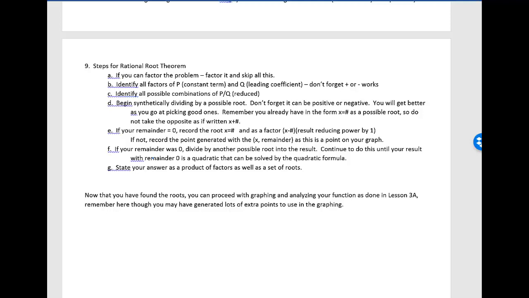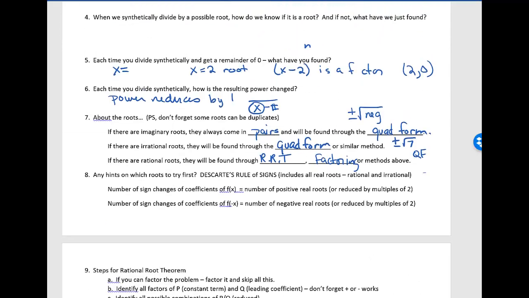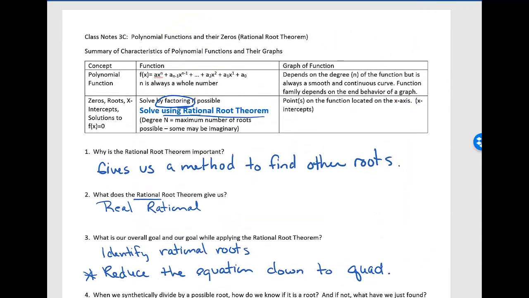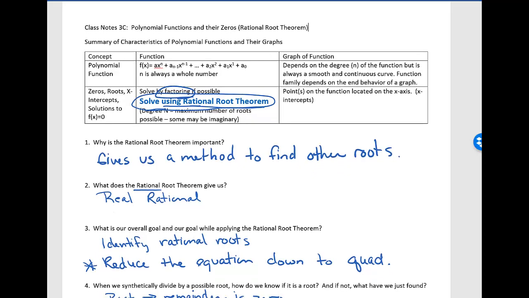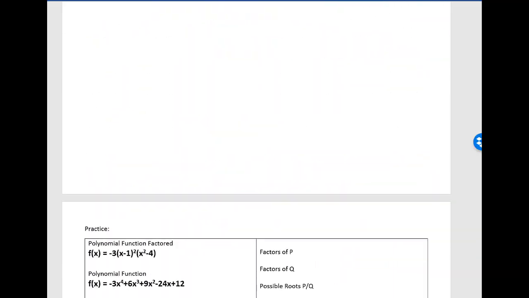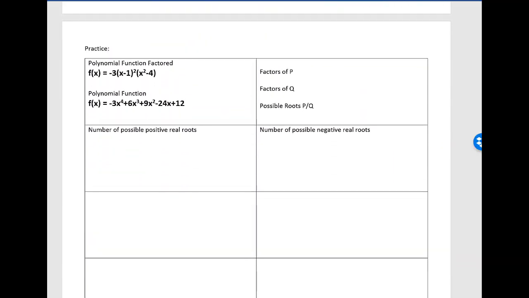Once we find the roots, and so all we're doing, if you think back to your document 3A, this is a snapshot of 3A. All we're doing on 3A is this right here. And once you find your roots, you can then go back to that whole table in 3A and identify every part of the graph. Okay, so this is just handling the finding of the roots.